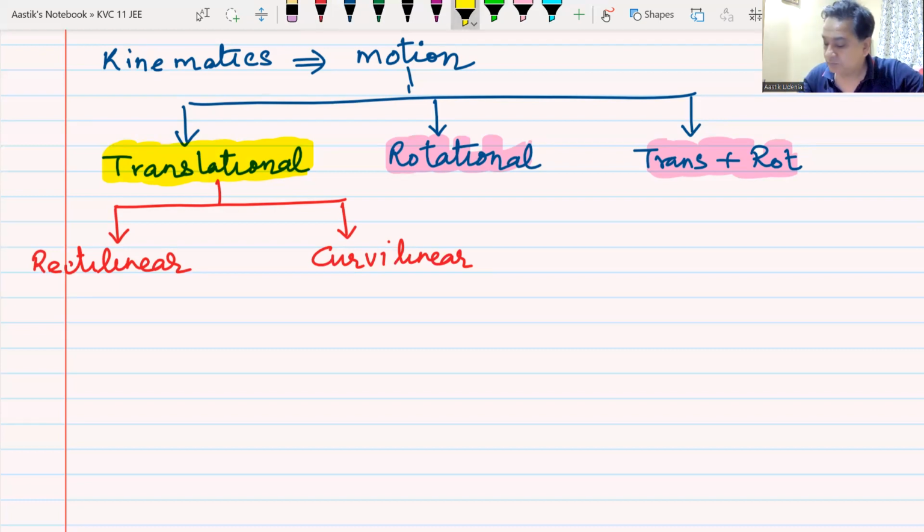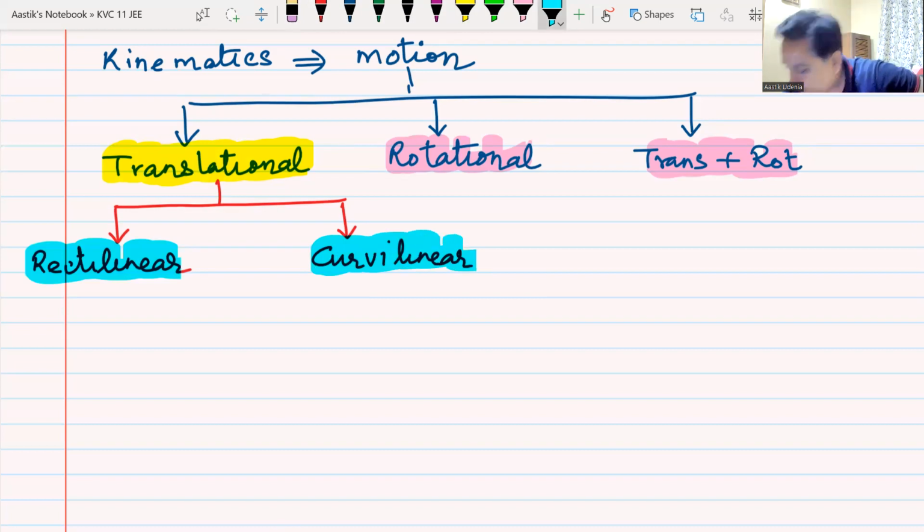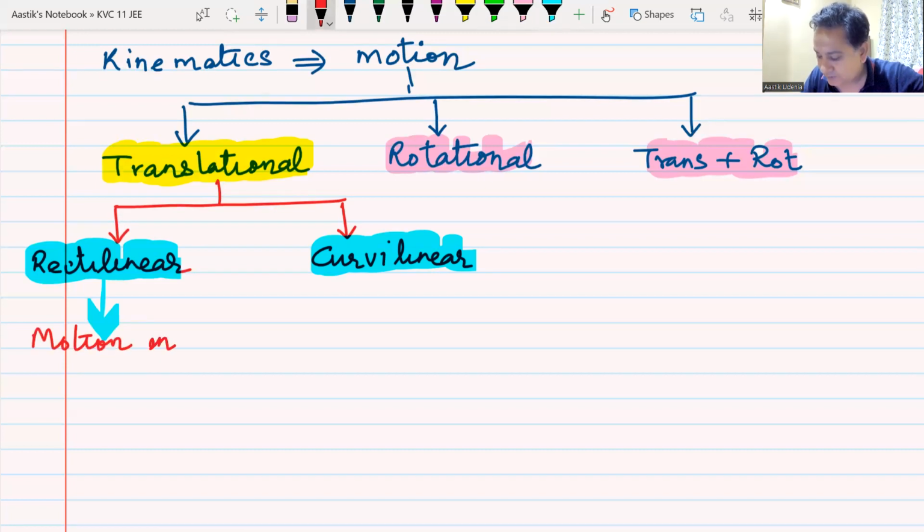Rectilinear, curvilinear. Anyone? What do you mean by rectilinear? What do you mean by curvilinear? Sir, the body moving in a straight line is known as rectilinear. Sir, the body moving in different directions is known as curvilinear. The first one is definitely absolutely correct. If the body moves in a straight line, this is simply motion in a straight line, my dear friend. Or we can also call this motion as motion in one dimension.